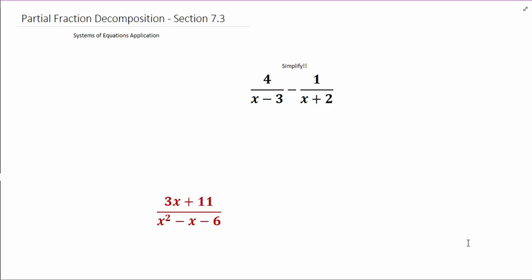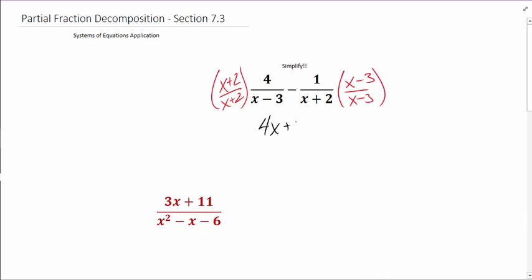To set up what a partial fraction decomposition is, I'm first going to do a problem over here on the right where we simplify 4 divided by x minus 3 minus 1 divided by x plus 2. Simplifying this would include creating a common denominator. I need to multiply both terms by x plus 2 over x plus 2, and then the second by x minus 3 over x minus 3. This will give me a common denominator.